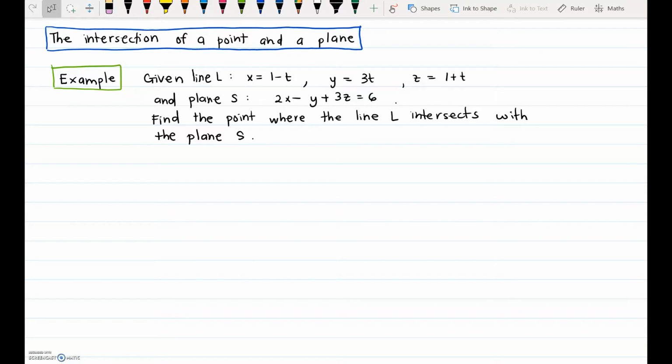Assalamualaikum everyone. So now we will continue with the third application in geometrical applications, which is the intersection of a point and a plane. Alright, so let's look at an example.